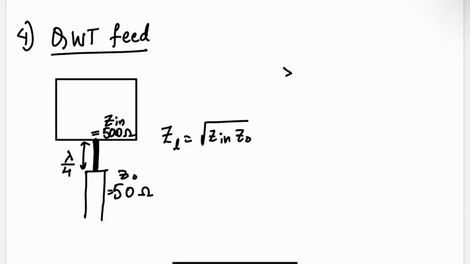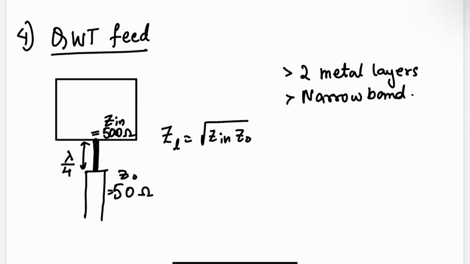Okay. So once again, this is two metal layers, same as earlier. This is also narrow band, but it has slightly better polarization ratio. Because this is still a pure patch, right?